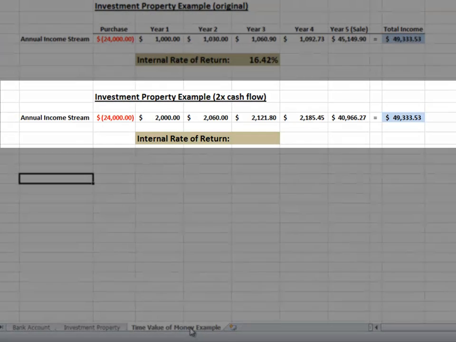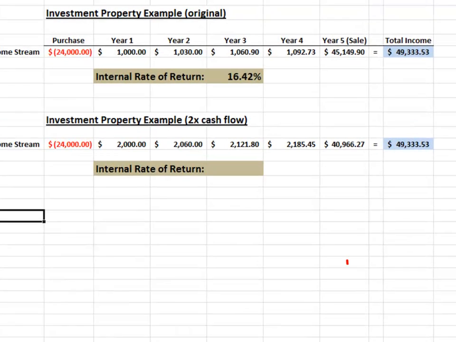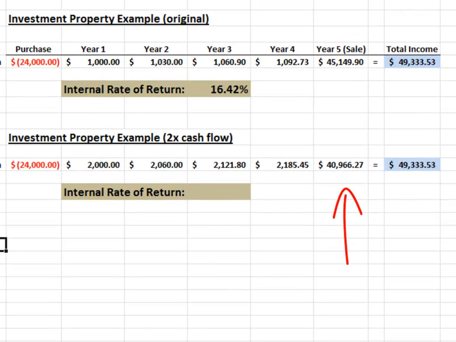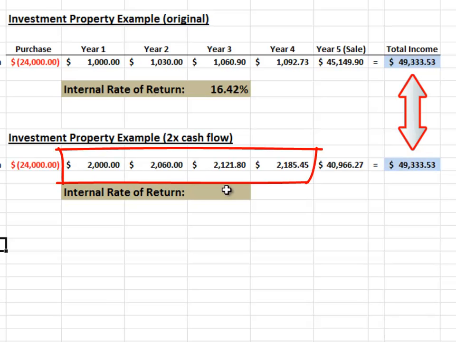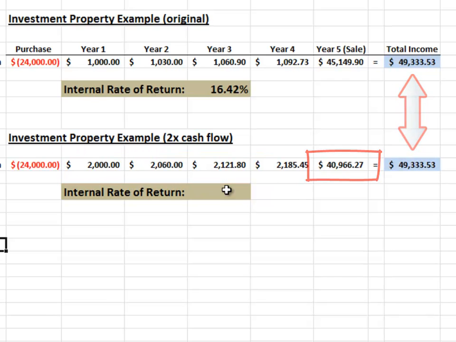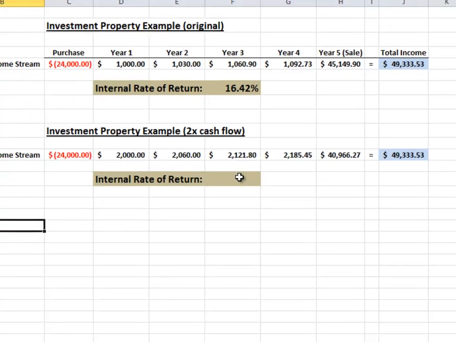Now let's assume we have a similar property. However, this one provides twice the annual cash flow. While this property cash flows better, it doesn't appreciate as much, and we only net $40,966 at closing. I set this up so that the total incoming cash flows on this property are the same as our previous example. The only difference is that this investment provides more cash flow early in the investment's life with less at the end. We then calculate the IRR.